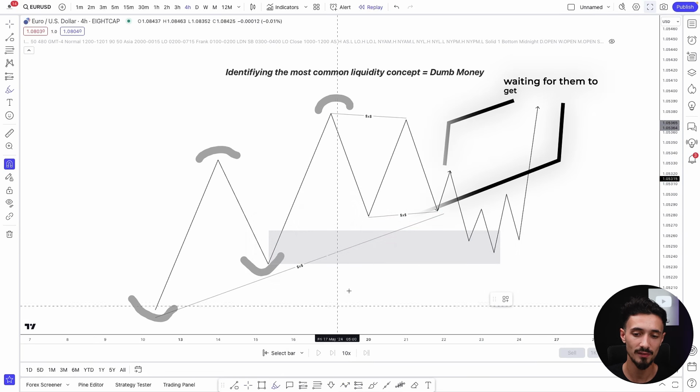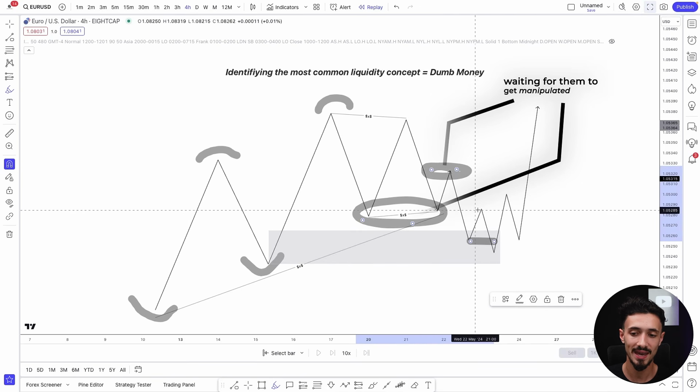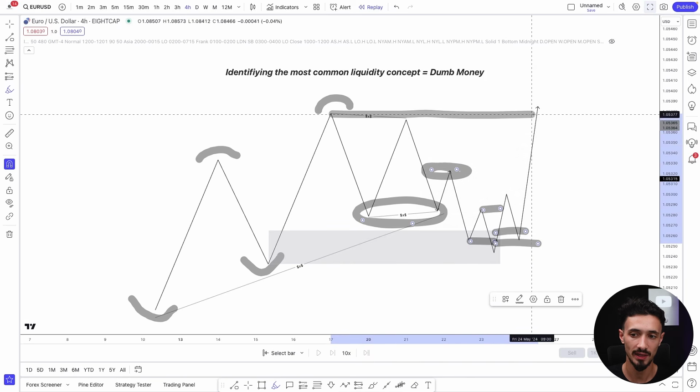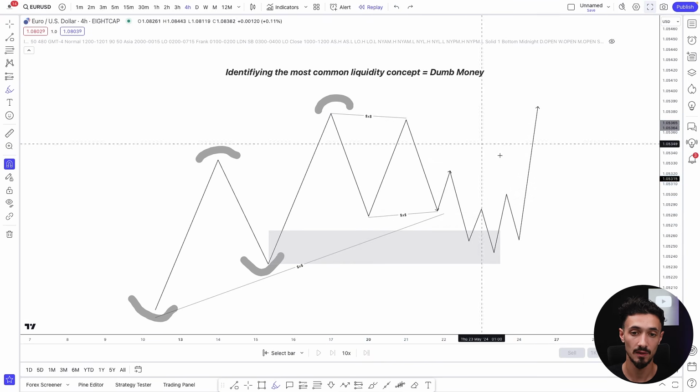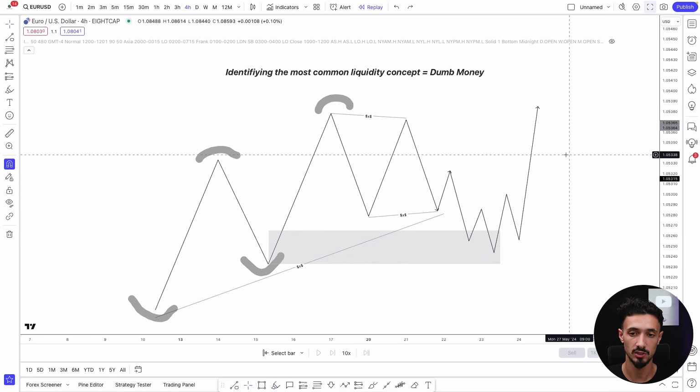And then we wait for these guys to get manipulated. We wait for these guys with the stop losses here to get manipulated. And then we get in with the real move of smart money. And we just target the next logical area of price. And that is literally what my smart money model looks like. And that's something that we'll get into in just a moment.